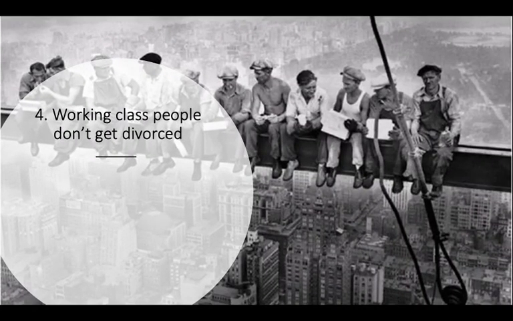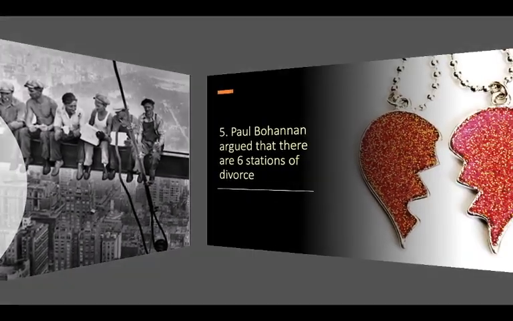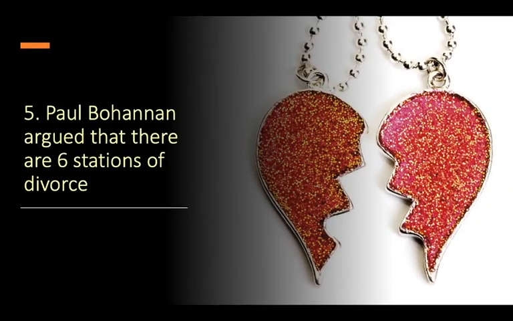Working class people don't get divorced. Well, I mean that's very false. Paul Bohannan argued that there are six stations of divorce, which is true. I believe that was talked about in the reading.